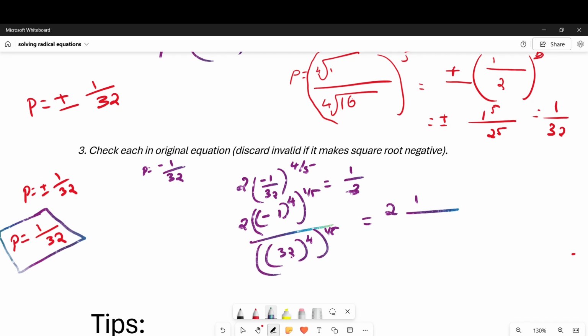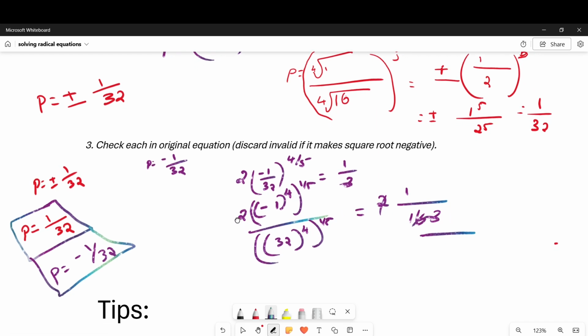The fifth root of 32 is 2. Then 2 raised to 4 is 16. Yes, this is the one. So 2 and 16 cancel, giving 1 by 8. Yes, so this is also the correct answer. p is equal to minus 1 by 32. So both are correct answers. This is how we check whether the solutions work in the actual equation.